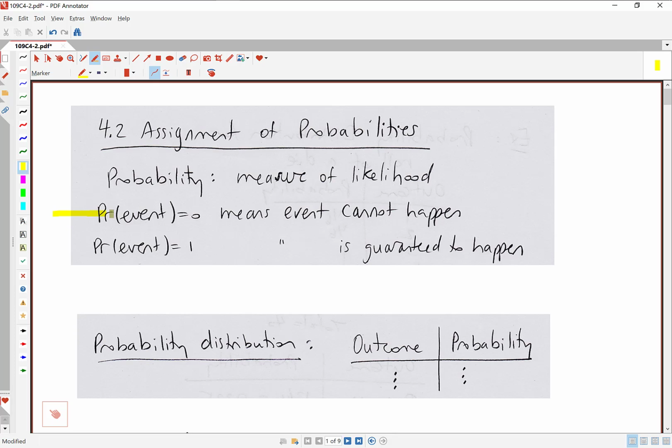So if the probability of an event is 0, that means the event cannot happen. And at the other end of the spectrum, if the probability of an event is 1, that means an event is guaranteed to happen. So notice the notation that we're using here. We're writing PR for probability, and then inside the brackets, we write whatever event we're talking about. So we read this as probability of the event.